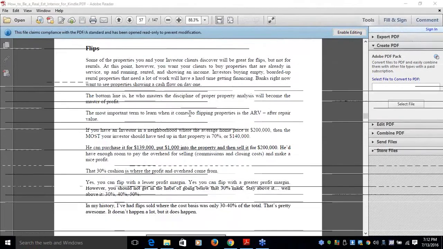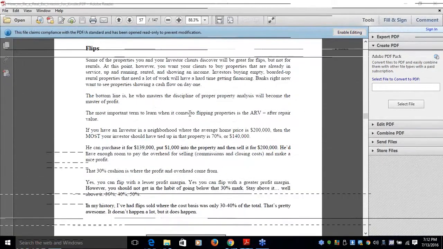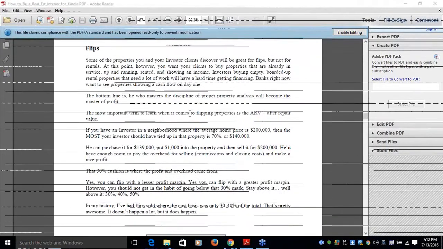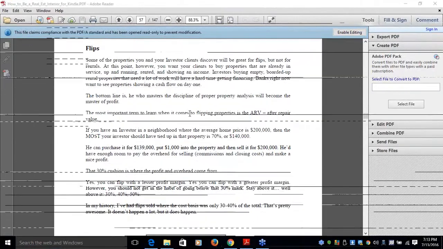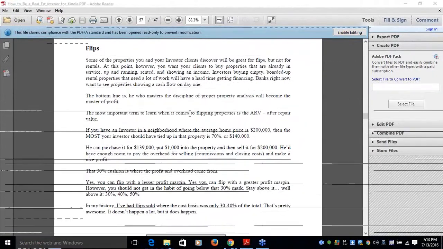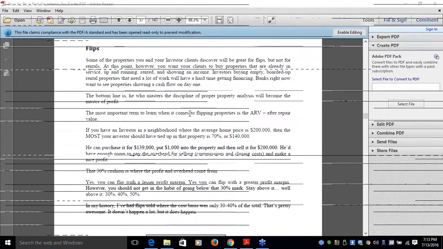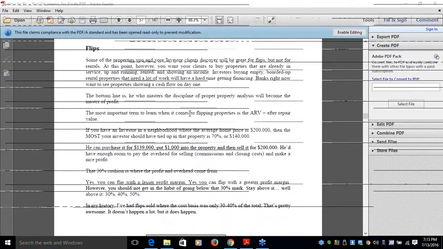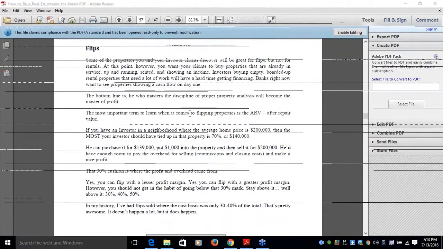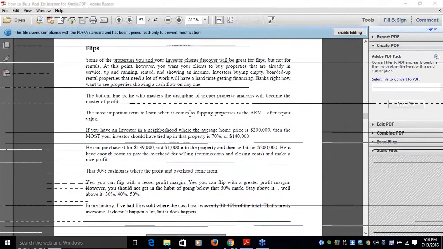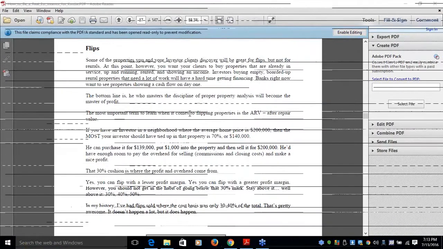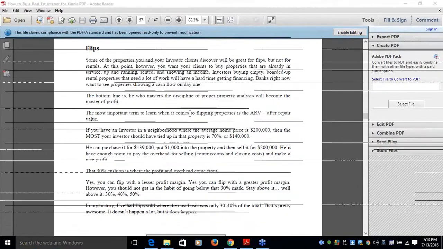If you project your ARV to be too high, a couple of bad things can happen. Number one is you could end up paying too much for a property in the beginning. Number two is when you go to put your property on the market for sale after it's been remodeled, and you projected your ARV to be too high, higher than what the true ARV should be for that area, the property won't sell, at least not for that price.